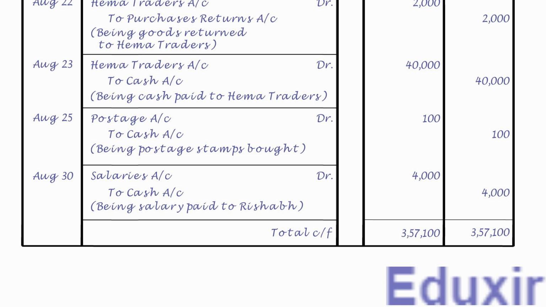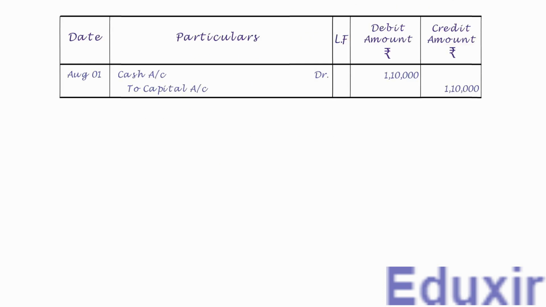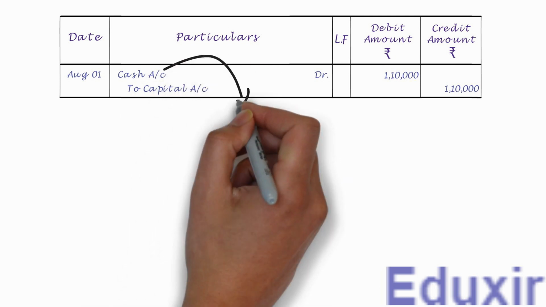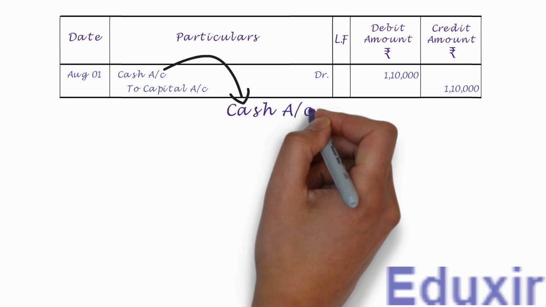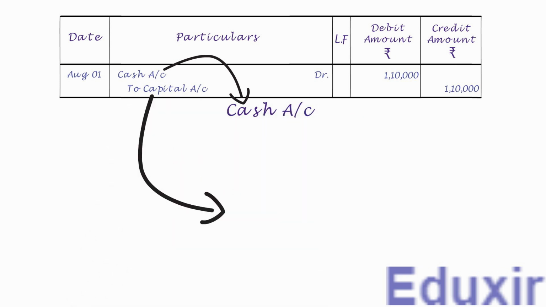Before we proceed with the actual posting, let us recap the details of how posting is done by taking one example. In this example, as you can see, the cash account is the debit entry and the capital account is the credit entry. This specifies that for this transaction, the debit entry should be made into the cash account and the credit entry should be made into the capital account.